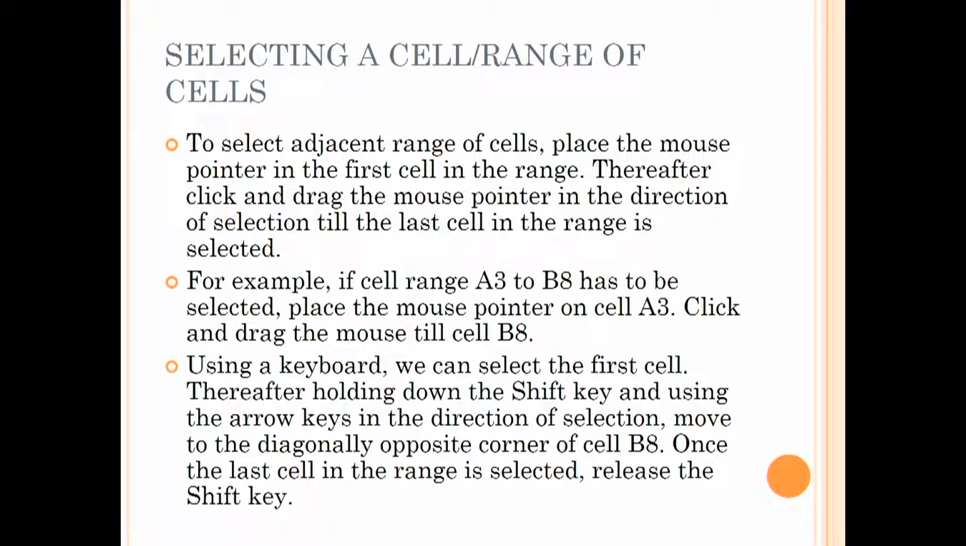Now, to select adjacent range of cells, place the mouse pointer in the first cell in the range. Thereafter, click and drag the mouse pointer in the direction of selection till the last cell in the range is selected. For example, if the cell range A3 to B8 has to be selected, you can simply place the mouse pointer on the cell A3. Now click and drag the mouse till the cell B8.